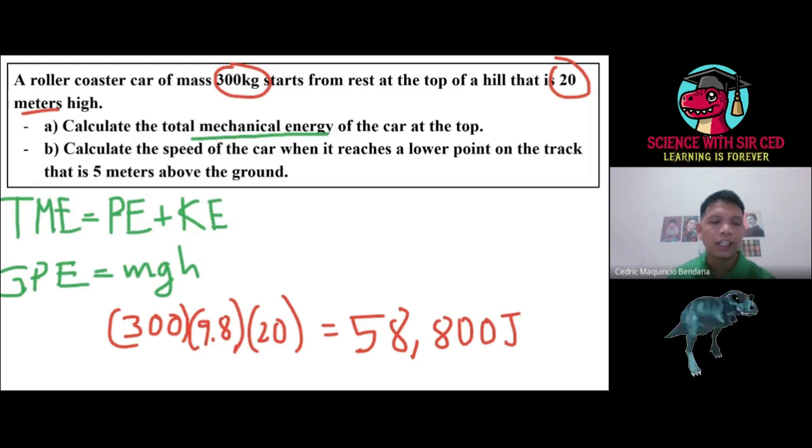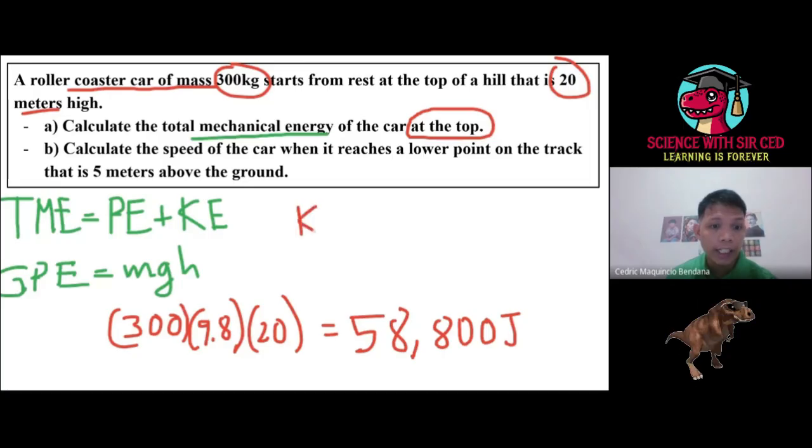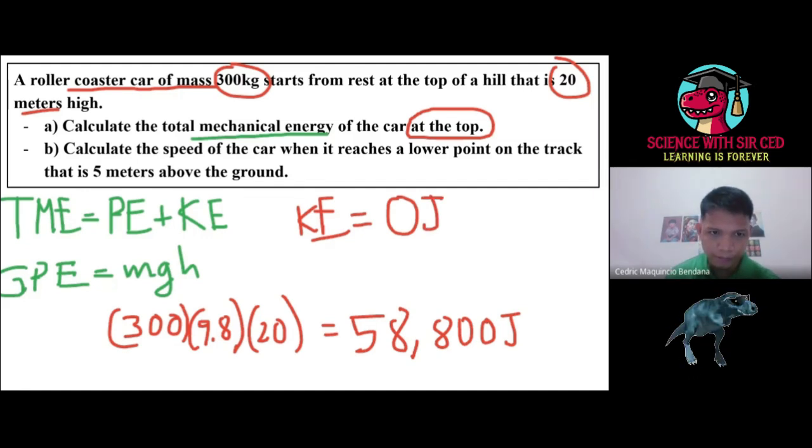joules. Look at this. These three words will change the idea: calculate the total mechanical energy of the car at the top. So the car will not move. The roller coaster will not move, making your KE 0 joules.